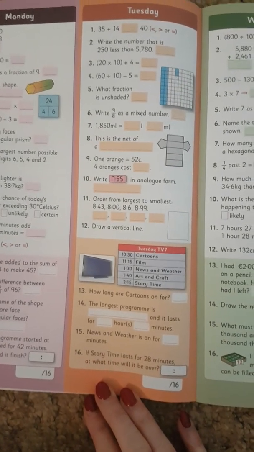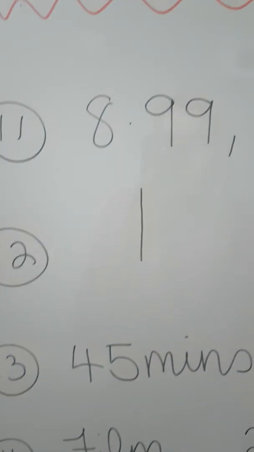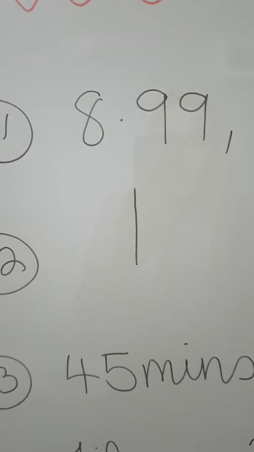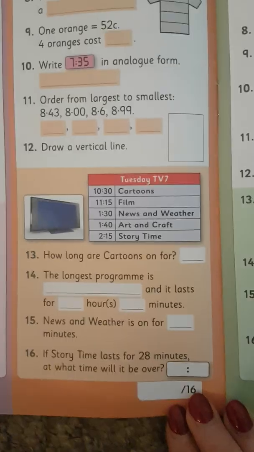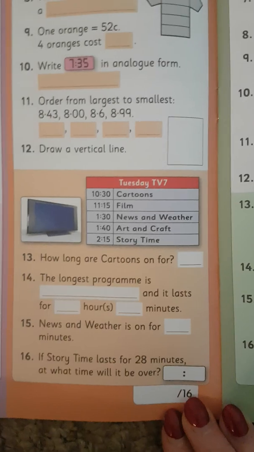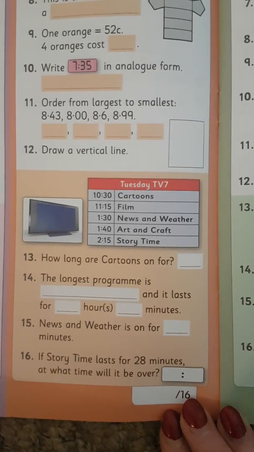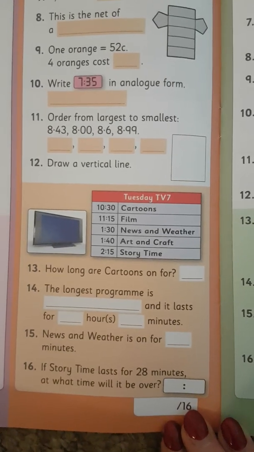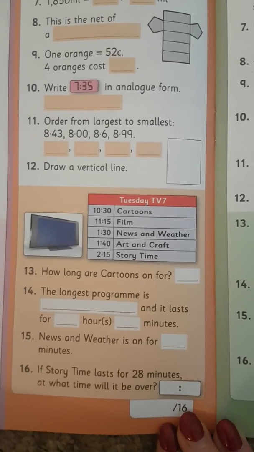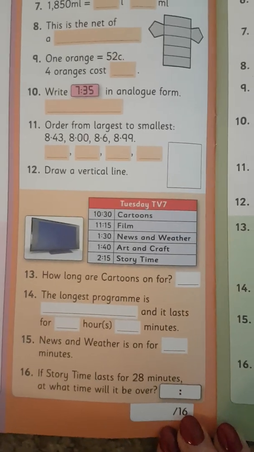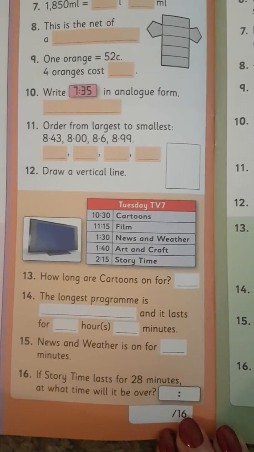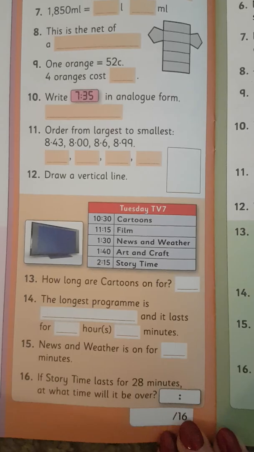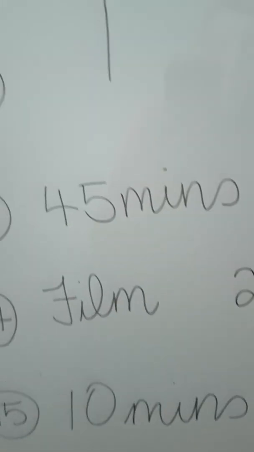Question 12 asks you to draw a vertical line. So we've done that already, so you should know a vertical line just going from top to bottom like this here. Okay, so looking at the problems now, and they are all based on this TV schedule. So how long are cartoons for? So if I look at the cartoons, I can see it's starting at 10:30 and it's finishing then at 11:15 because that's when the film starts. So 10:30 to 11:15 would be 45 minutes.